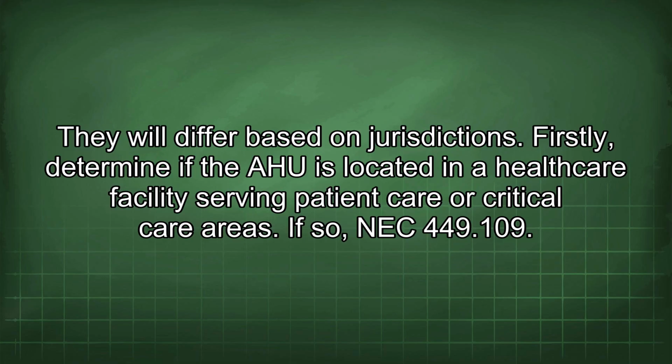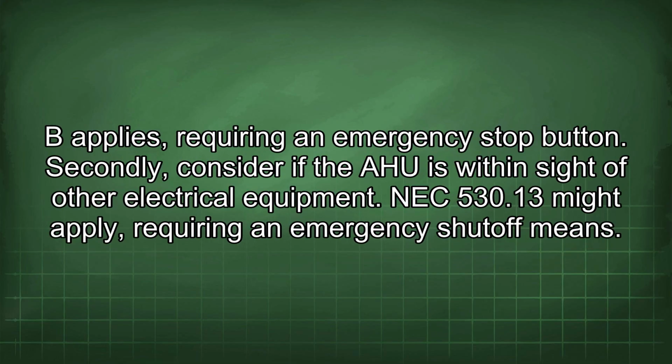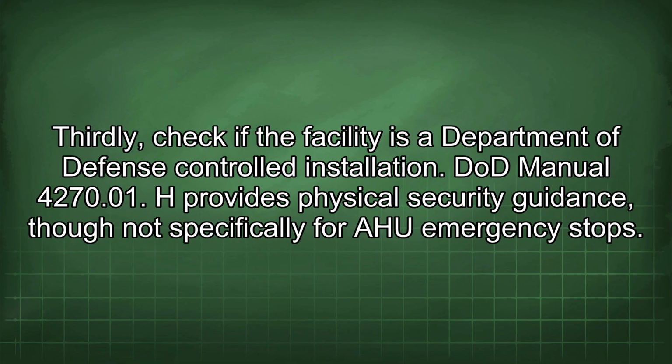Firstly, determine if the AHU is located in a healthcare facility serving patient care or critical care areas. If so, NEC 449.109.B applies, requiring an emergency stop button. Secondly, consider if the AHU is within sight of other electrical equipment. NEC 530.13 might apply, requiring an emergency shutoff means. Thirdly, check if the facility is a Department of Defense controlled installation. DoD Manual 4270.1.H provides physical security guidance, though not specifically for AHU emergency stops.